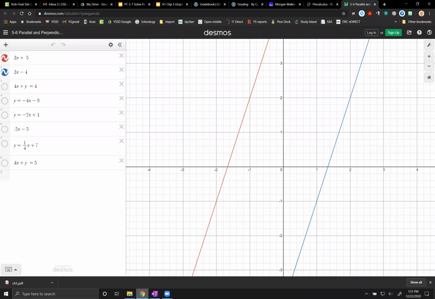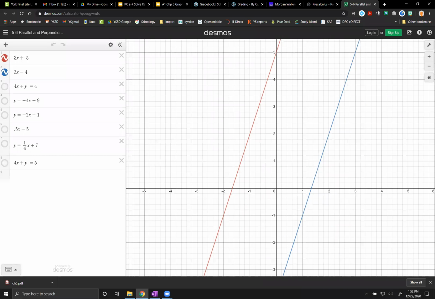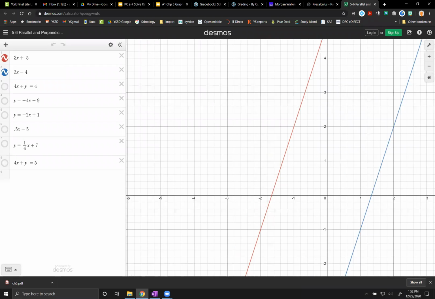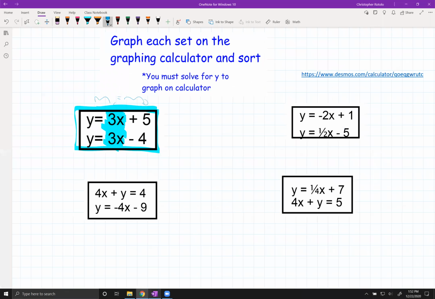Now, if you're using Desmos, you don't have to put in y equals. You can if you want to. It really won't care either way. But notice, as I zoom in and out, these look pretty much parallel. That's because they are. So that makes up our first set from our equation. We notice that the equations both being in slope-intercept form makes that a little bit easier. All right, let's take a look here.